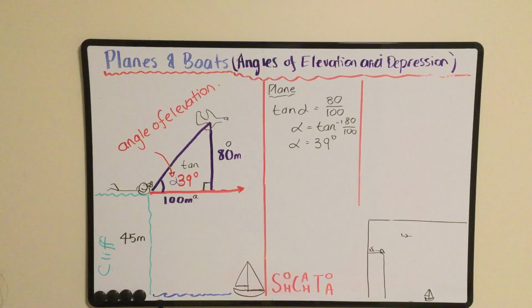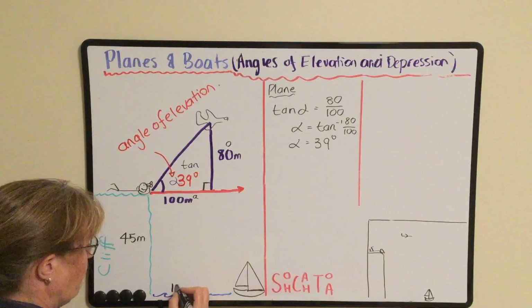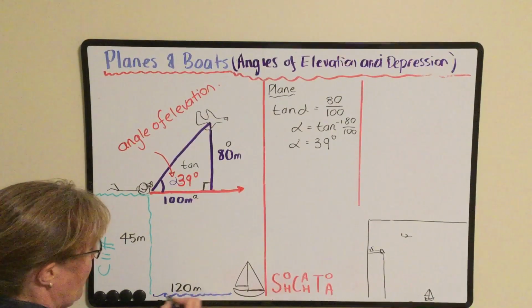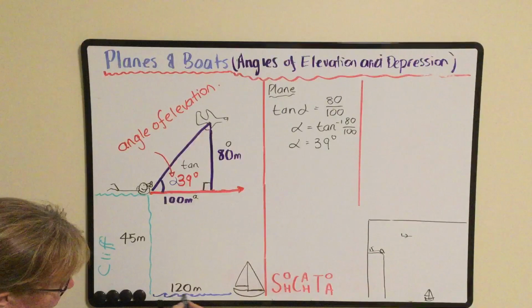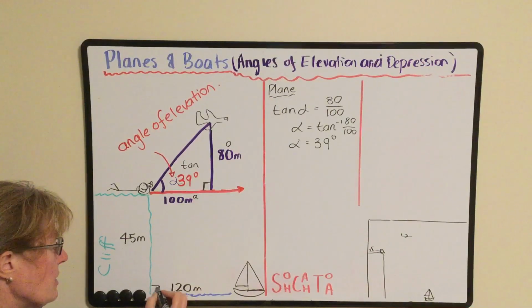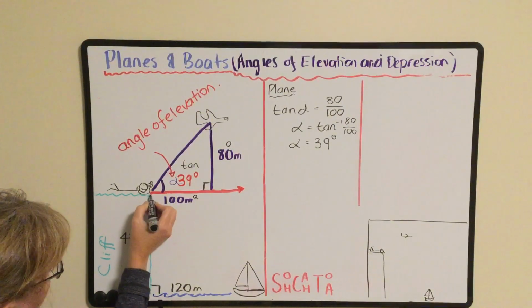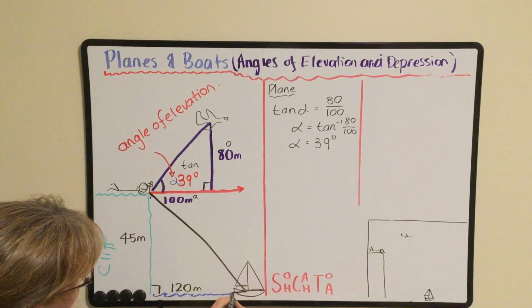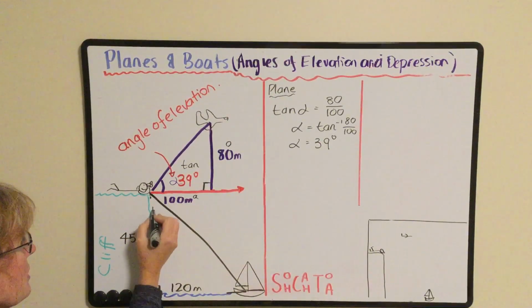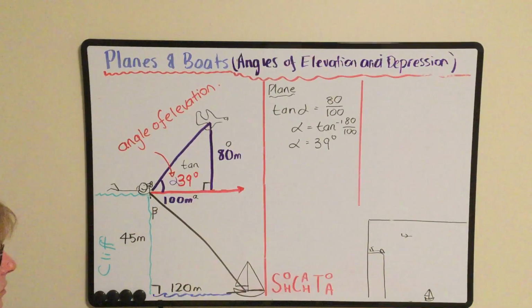What this person also knows is that this ship here, or it's just a sailing boat, is 120 metres out from the base of the cliff. So we've got another right-angled triangle here that we can create. And what we're going to find is this: say this is their line of sight, we're going to find, now I'm going to call this angle beta, and we're going to find this angle in this triangle.